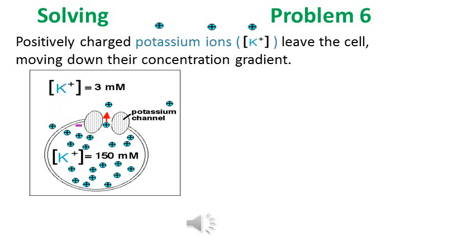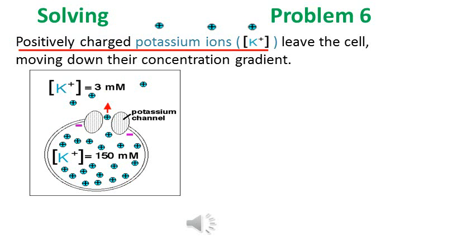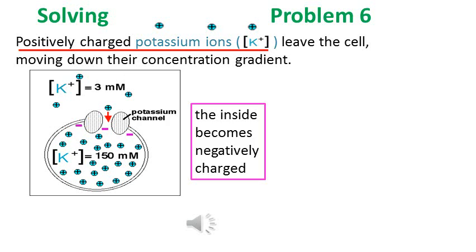Positively charged potassium ions will leave the cell, moving down their concentration gradient. This will leave an excess of negative charge inside the cell.